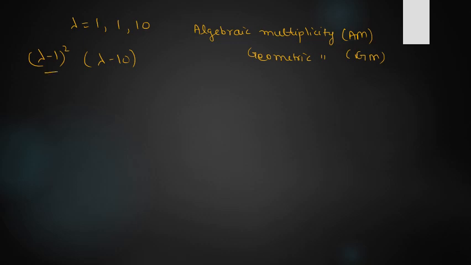So here, if you see, for lambda equals 1, what is the power? The order. Order is 2. So for it, algebraic multiplicity, that means algebraically how many times it is multiplied? 2 times, so 2. And for lambda 10, you have your algebraic multiplicity as 1 because its power is 1. Now in order to get geometric multiplicity, we have to find out the rank of the matrix.